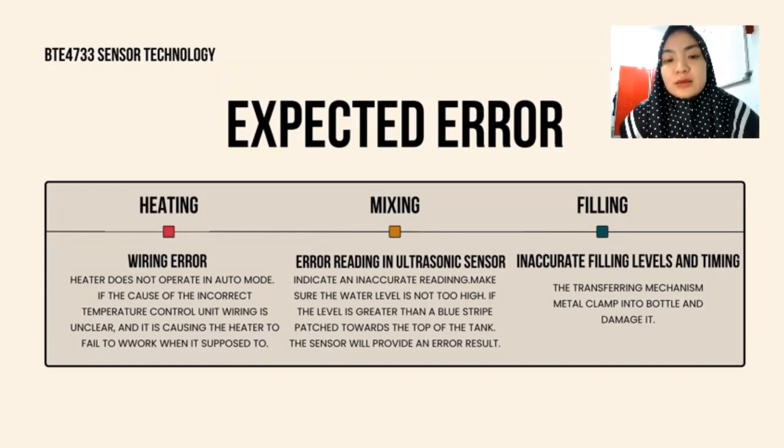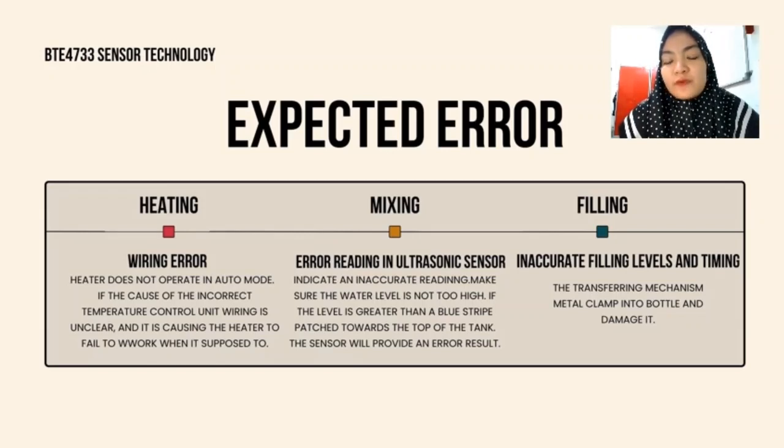Next is the mixing stage. At the mixing stage, we have an error in the ultrasonic sensor reading, which indicates an incorrect reading. To prevent this from happening, we have to make sure the water level is not too high, because if the level is greater than the blue strip towards the top of the tank, the sensor will provide an error result.